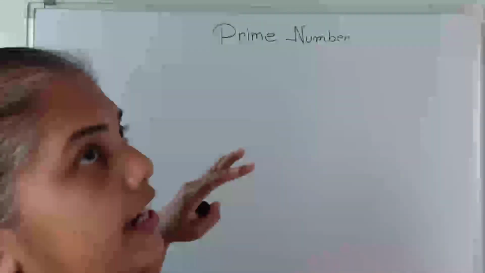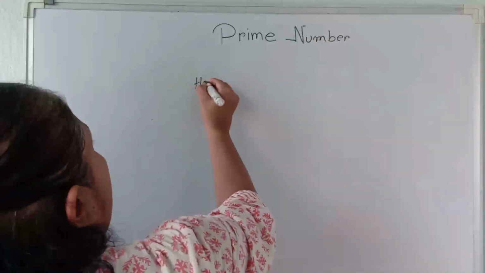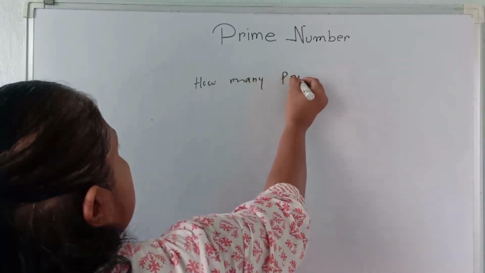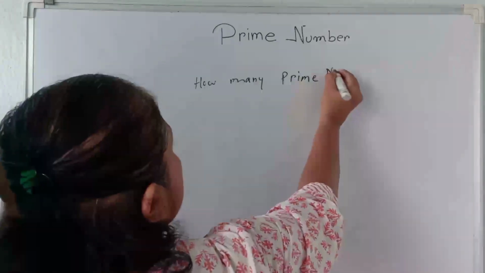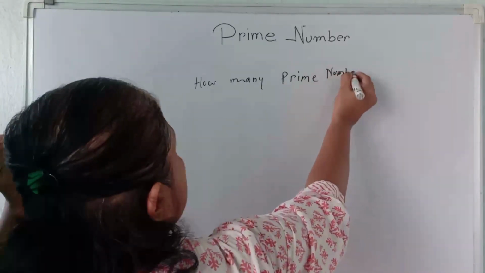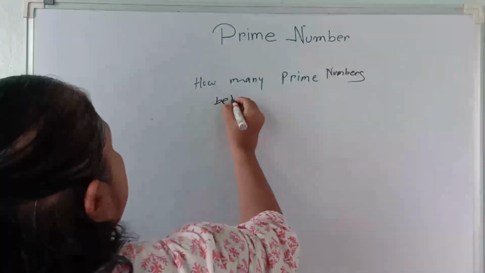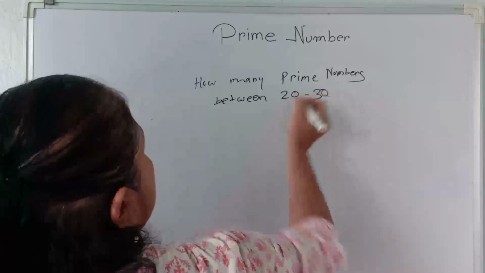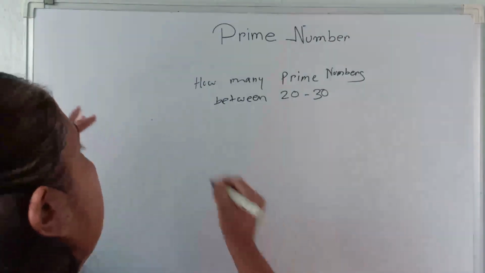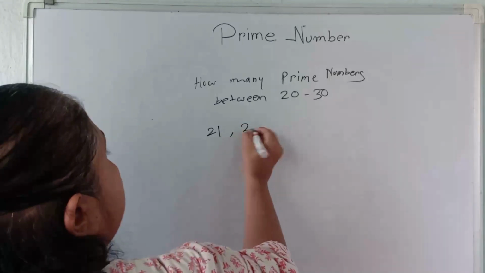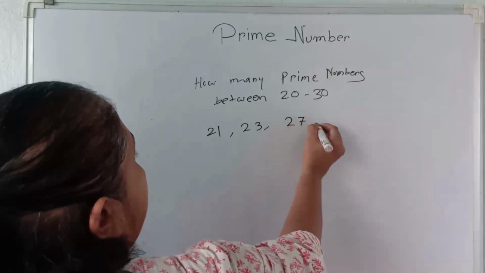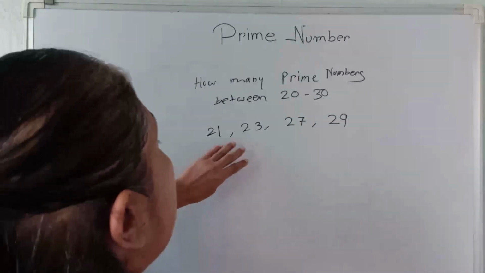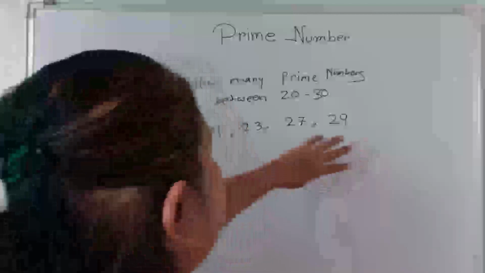So if anyone asks you how many prime numbers there are between 20 to 30, then the numbers you are going to check are only 21, 23, 27 and 29. You only have to check these 4 numbers, the numbers that end with 1, 3, 7 and 9.